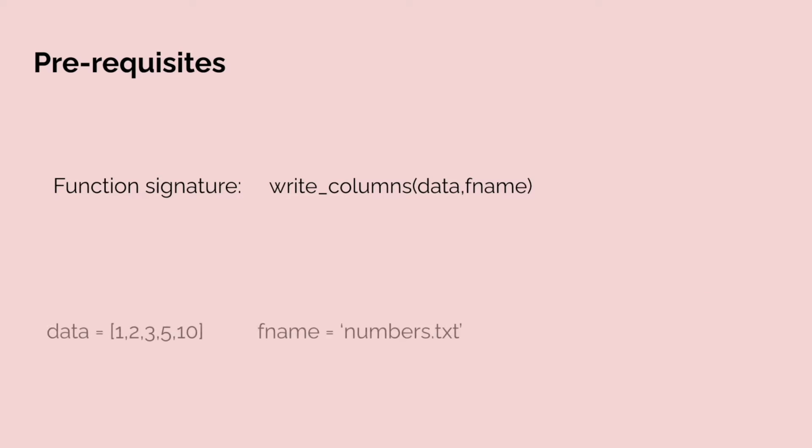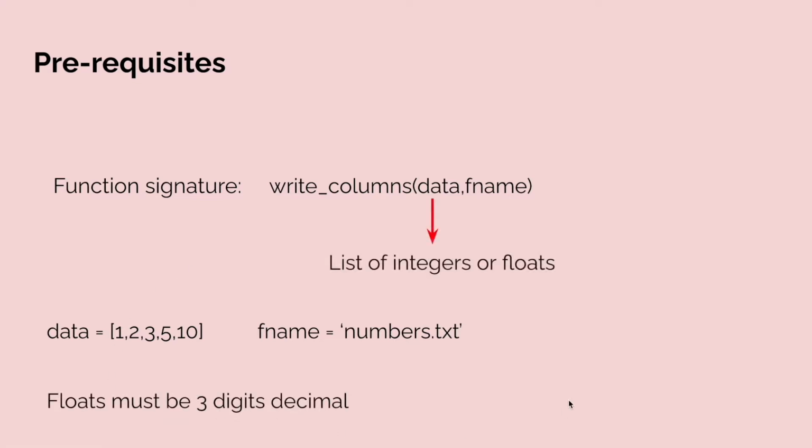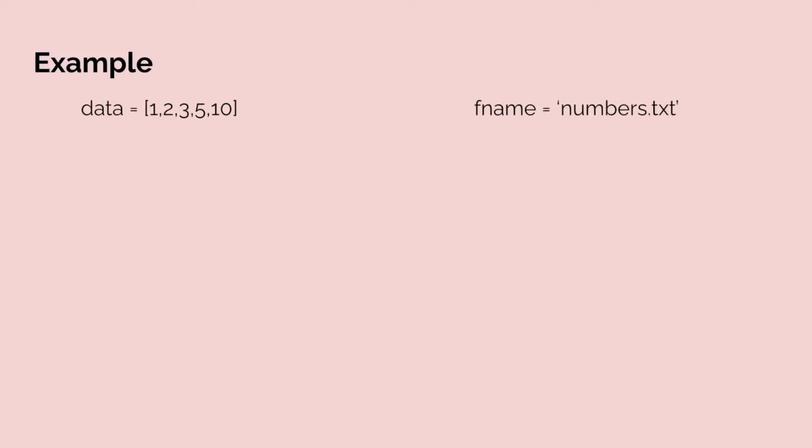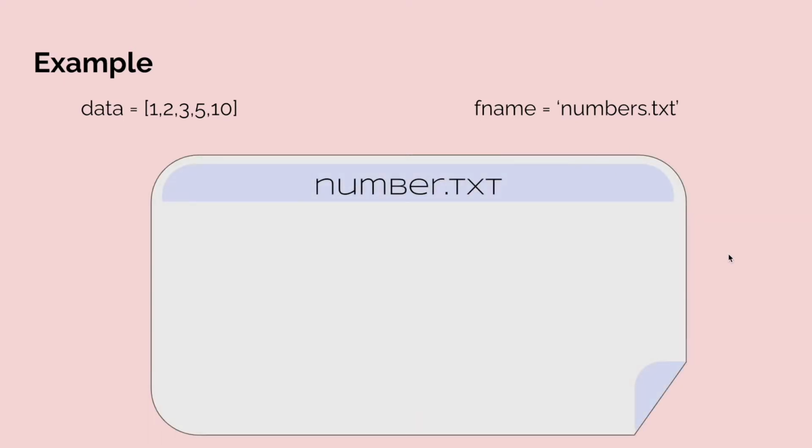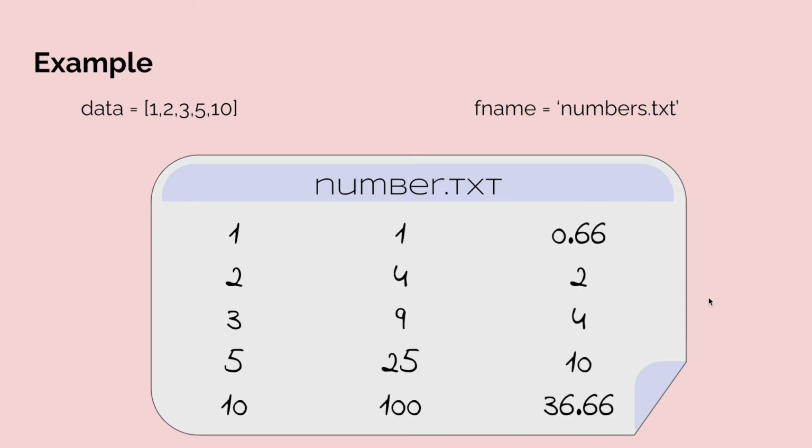First, let's talk about some prerequisites. The function signature will be write underscore columns with the input variables data and fname. Data is a list of integers or floats, and fname is the file name that we will be saving the math operations. And also the floats will be 3 digits decimal. For example, data would be a list from 1, 2, 3, 5, and 10, and the file name will be numbers.txt. We expect to have as result in the first, second, and also in the third column the following results.